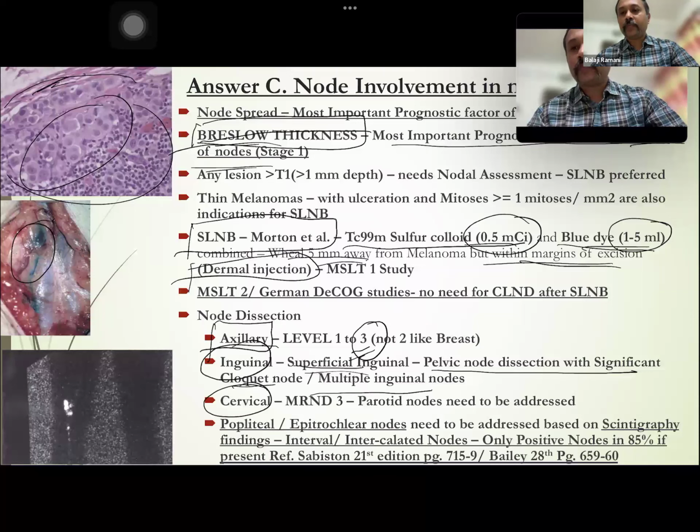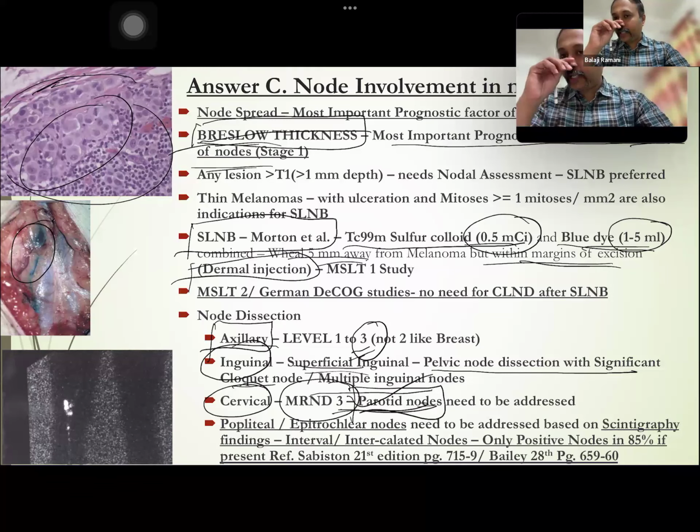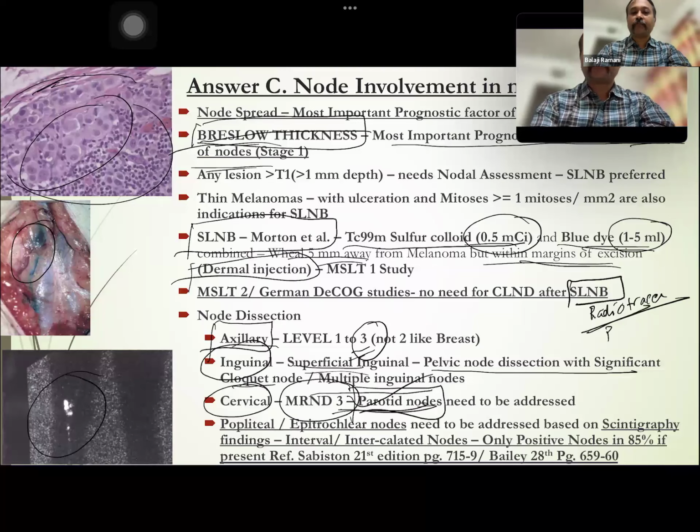For cervical, the minimum you need to do is an MRND type 3, and here parotid nodes always need to be addressed. Superficial parotidectomy, in fact, some recommend as a routine. So the neck dissection or any kind of node dissection in a melanoma is slightly different. One is when you are doing your SLNB, again, there is a difference. You always have to use a radio tracer, and you have to do a pre-op lymphoscintigraphy like this.